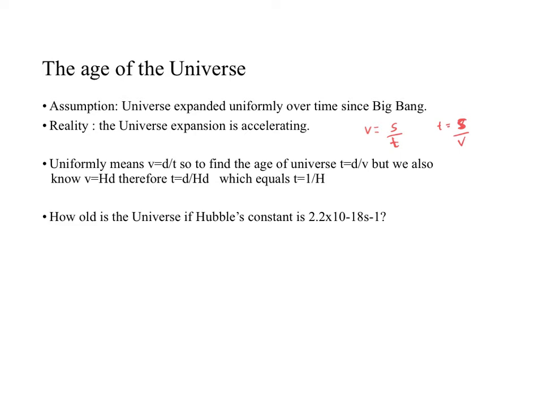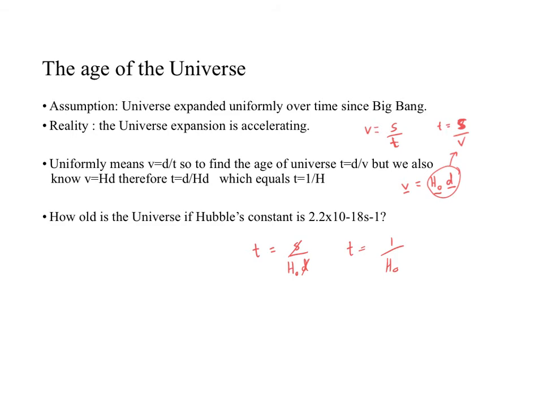But we also know that the recessional speed of galaxies is given by Hubble's law, with v being the recessional speed, H naught Hubble's constant, and d the distance from the Earth. So I can replace v with H naught d. So the time is equal to the distance divided by Hubble's constant times the distance from the Earth. Distance and distance cancel out, and we have time is equal to 1 over Hubble's constant.